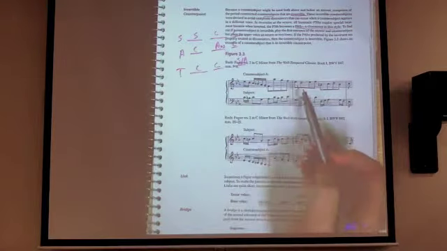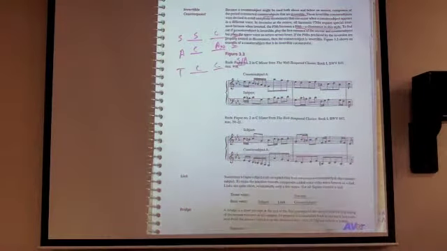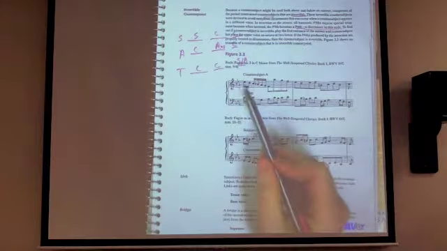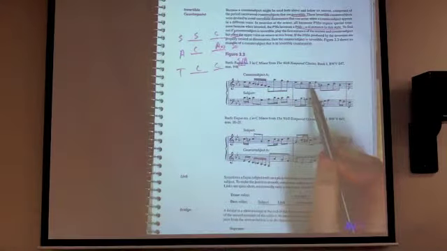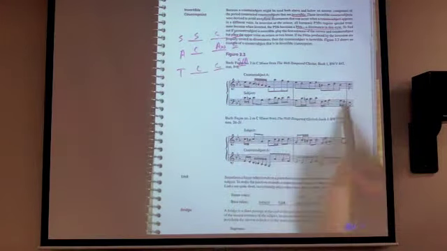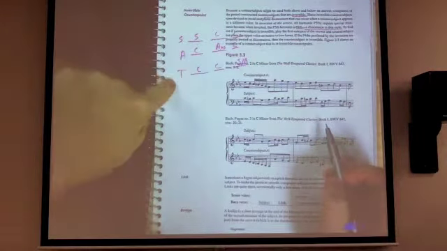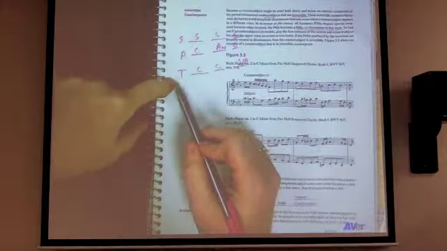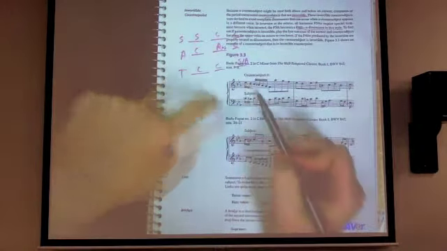So here's your counter subject right here, all right? You can see the subject is going at the same time. So probably what just happened is that the soprano had the subject and then moved on to the counter subject. So she had this part.